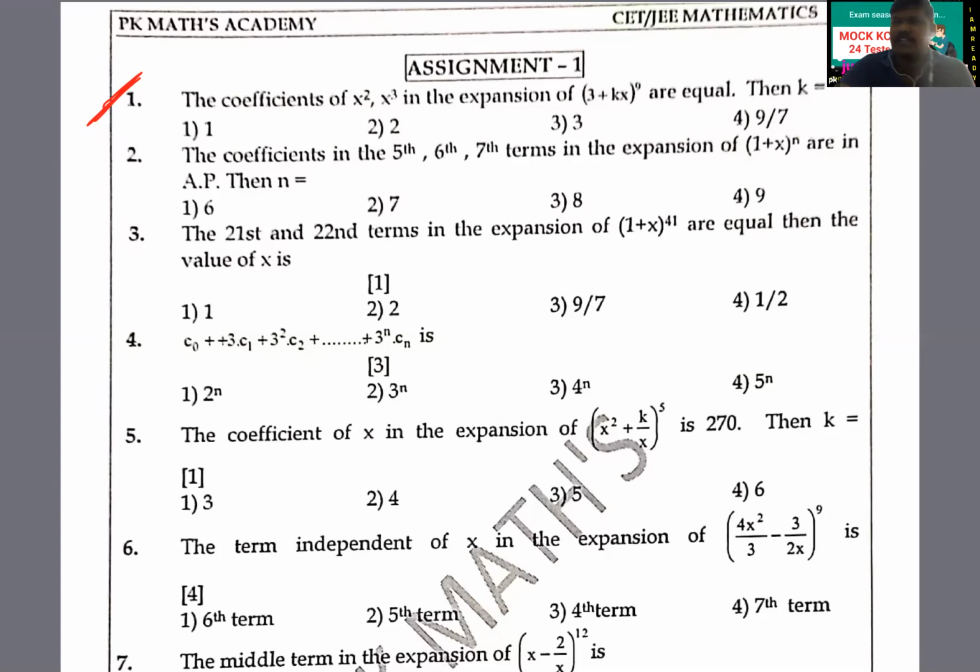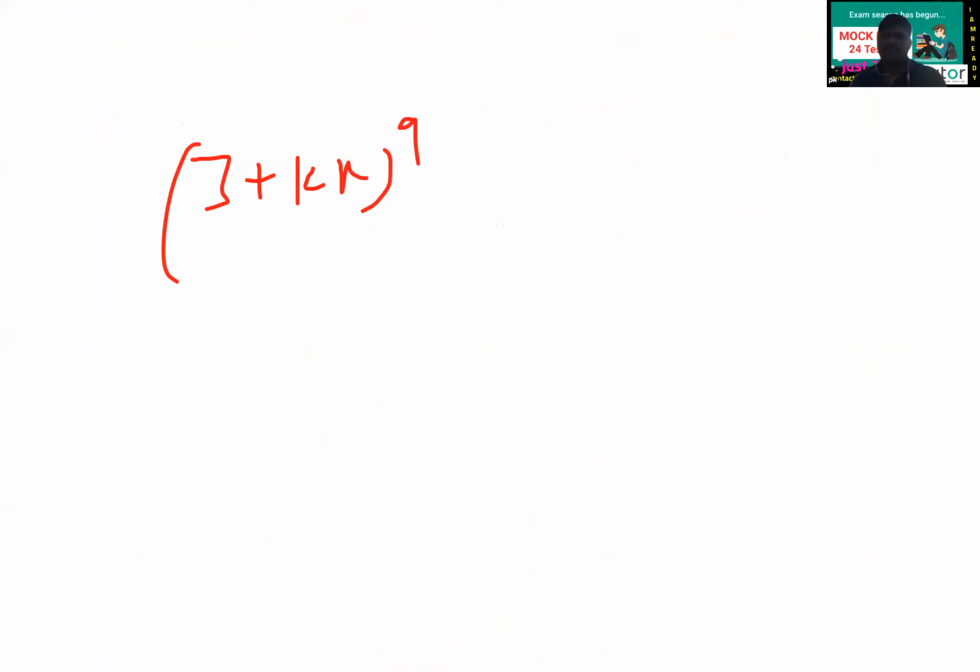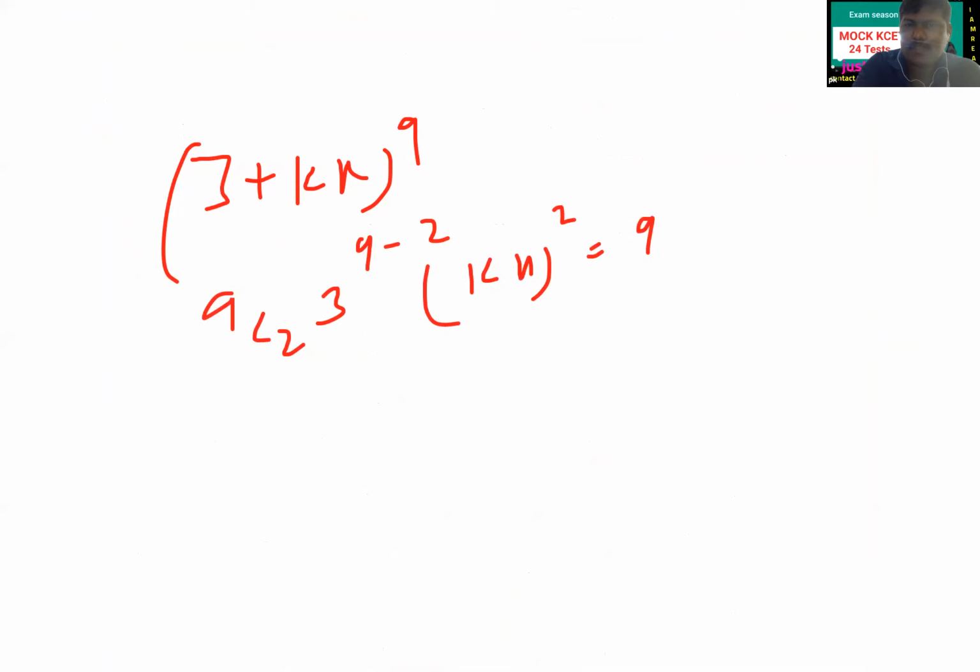How to solve the first question? I can say the quotient of x square and x cube in the expansion of (3 + kx)^9. Coefficient of x square and x cube equal means 9C2 3^(9-2) (kx)^2 is equal to 9C3 3^(9-3) (kx)^3.